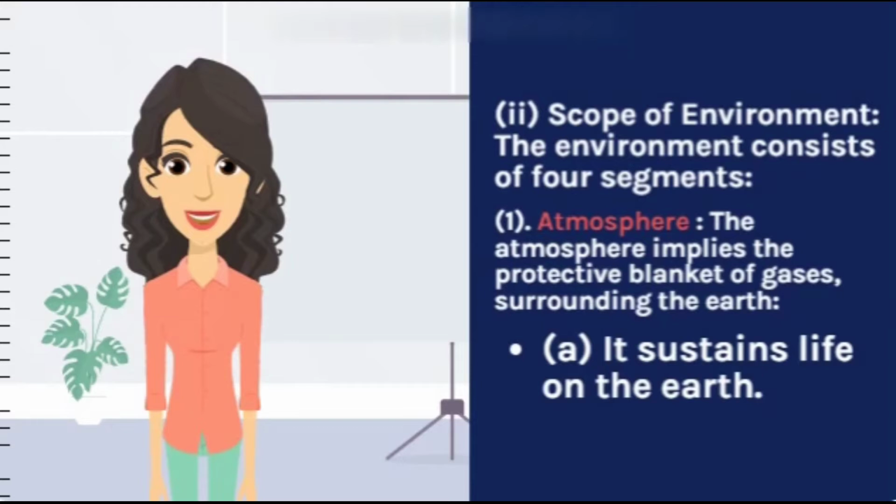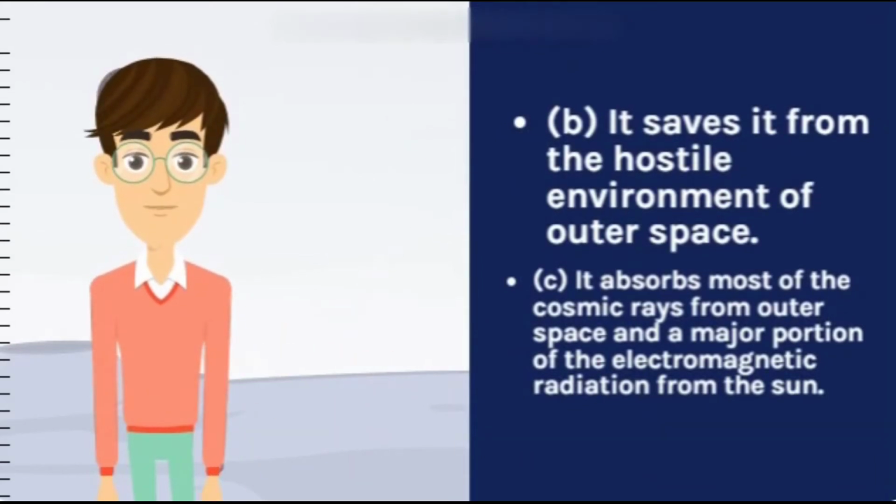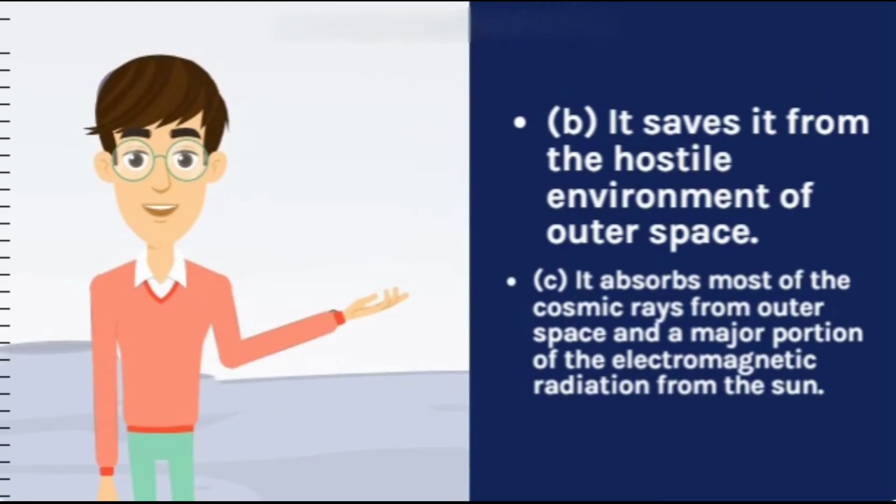2. Scope of environment. The environment consists of four segments. 1. Atmosphere. The atmosphere implies the protective blanket of gases surrounding the Earth. A. It sustains life on the Earth. B. It saves it from the hostile environment of outer space. C. It absorbs most of the cosmic rays from outer space and a major portion of the electromagnetic radiation from the sun.